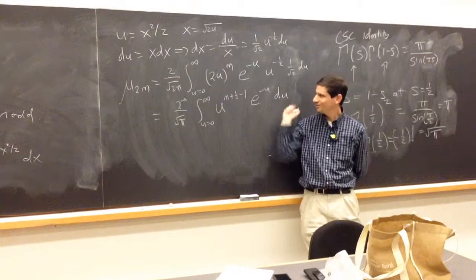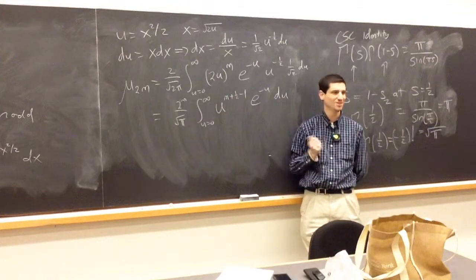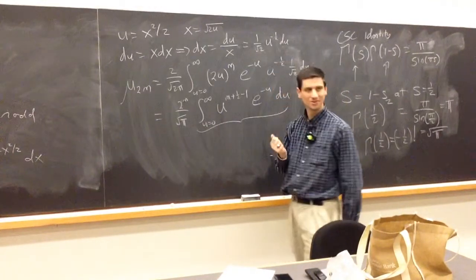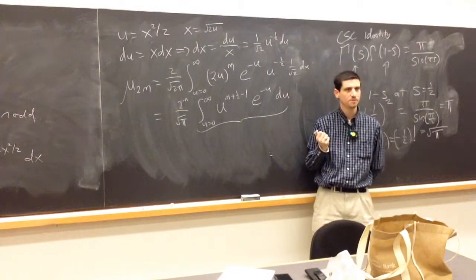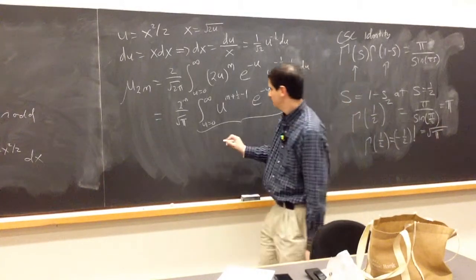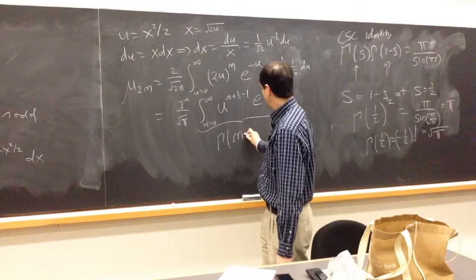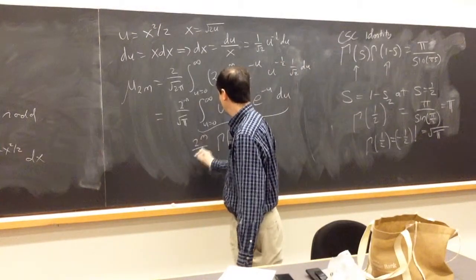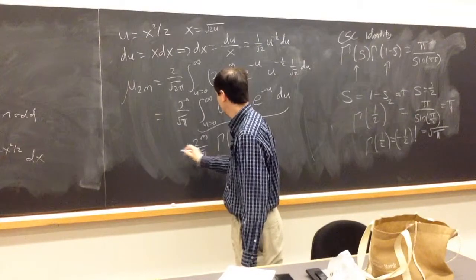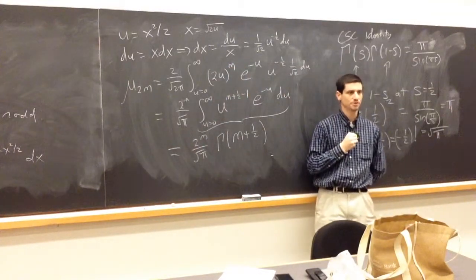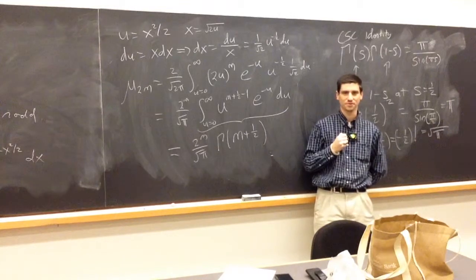Oh, well, what's this integral equal to? What's this integral? So it's gamma of m plus 1/2. We have 2 to the m over square root of pi. Here is the formula for the mth moment of the standard normal in terms of the gamma function.